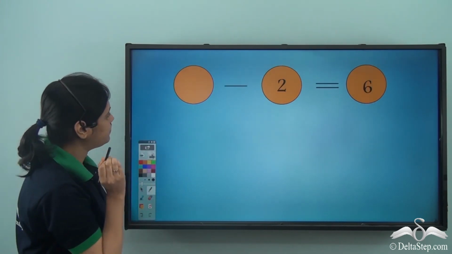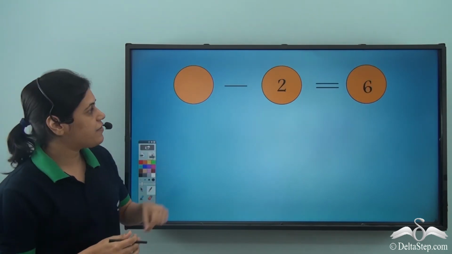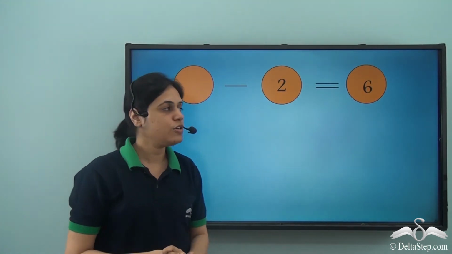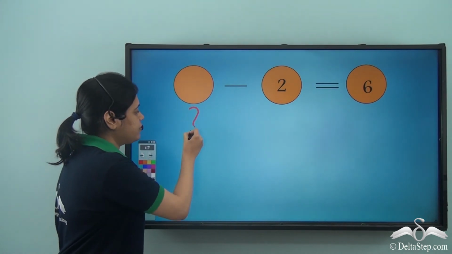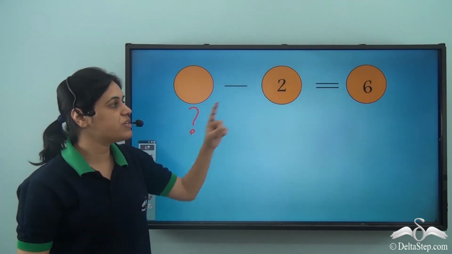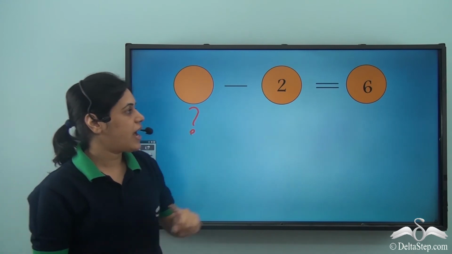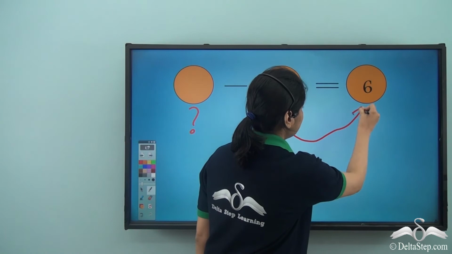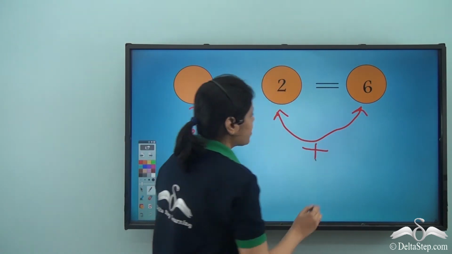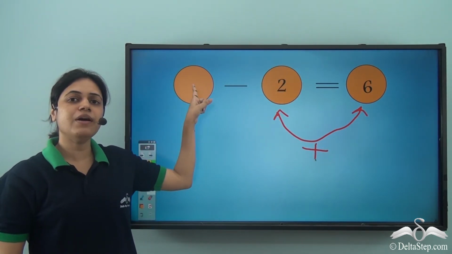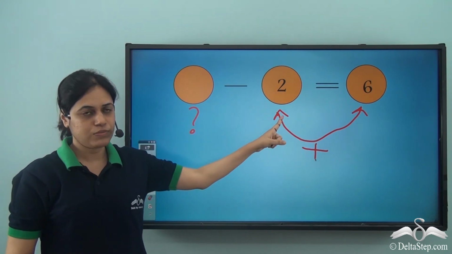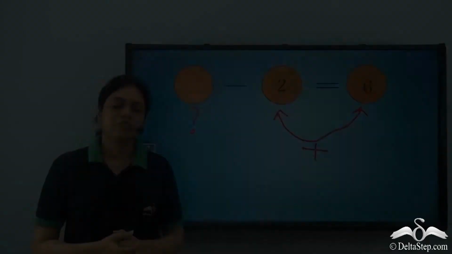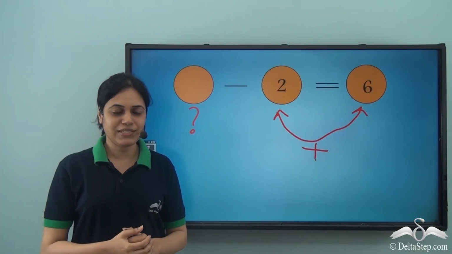Let's see. So we have something minus 2 is equal to 6. So there was some number from which 2 was subtracted and we got 6. So let us add these two, because I know that this number will be a bigger number than 2. So let's add these two, 2 and 6. So let me add 2 and 6.